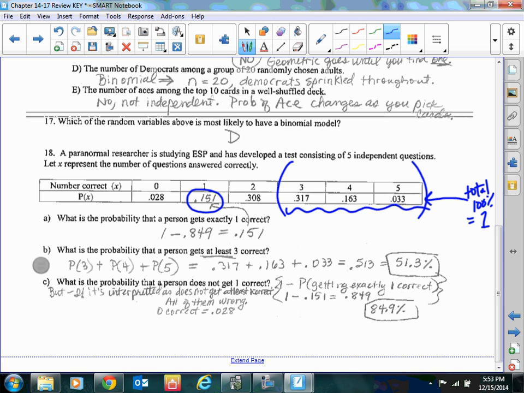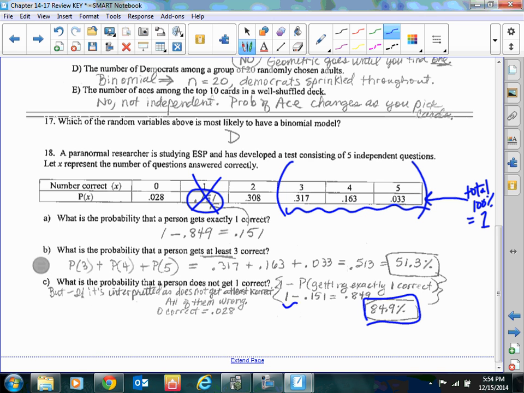1 minus the probability of getting exactly 1. So there's really 2 ways you could interpret this one. If you say, what's the probability that a person does not get 1, and interpret it as 1 minus the probability of getting exactly 1, meaning you do everything except for that 1 right there, then you do 1 minus 0.151 to get your 84.9%.